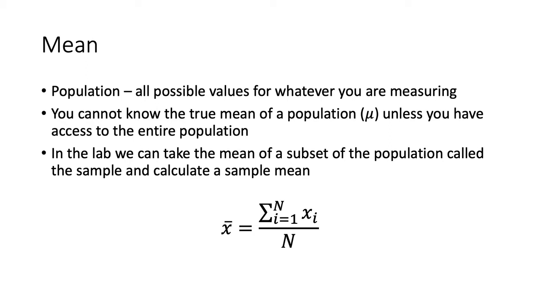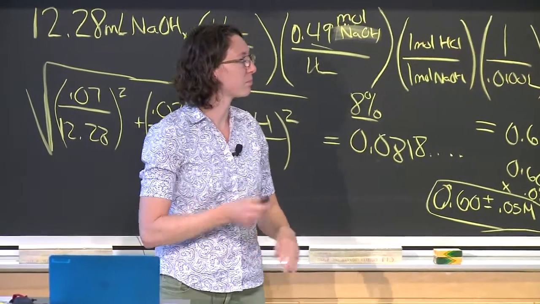So a population mean, if you ever see in statistical literature, is denoted as mu, and then our sample mean is denoted as x bar, where you just add up all of your measurements, divide by the number of measurements you took, and that's your mean.